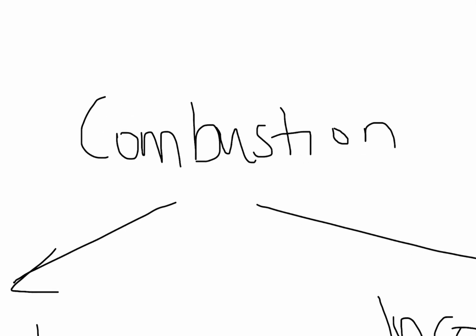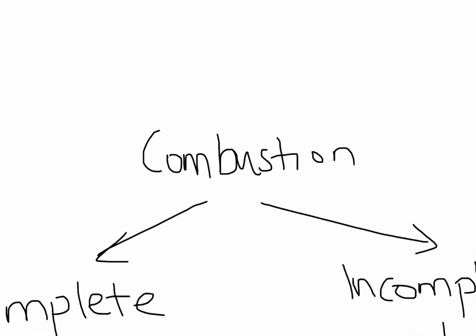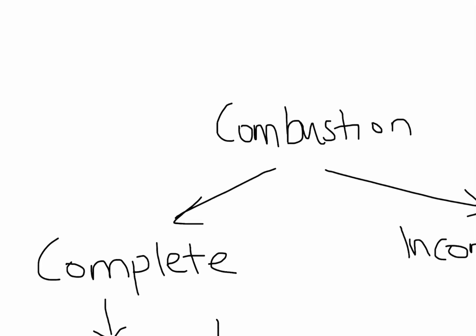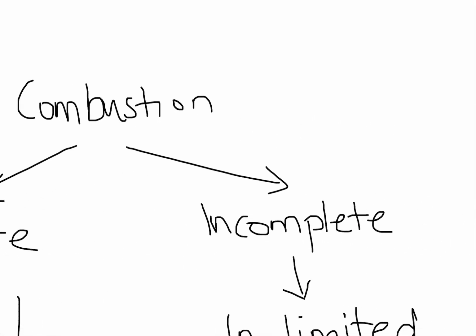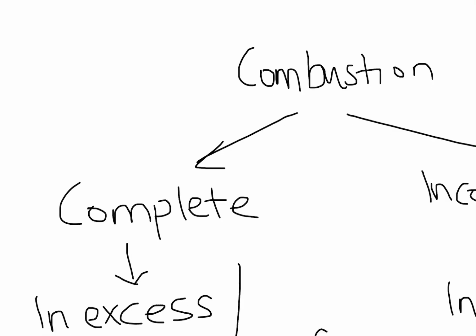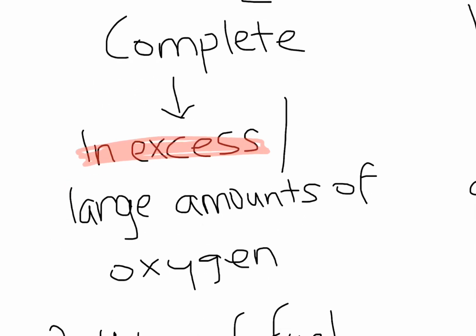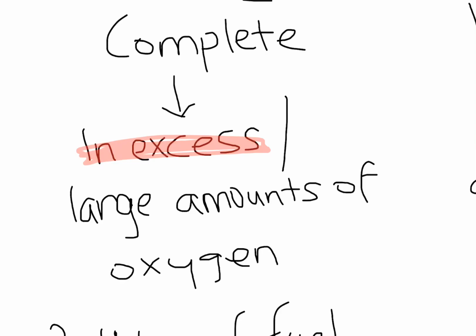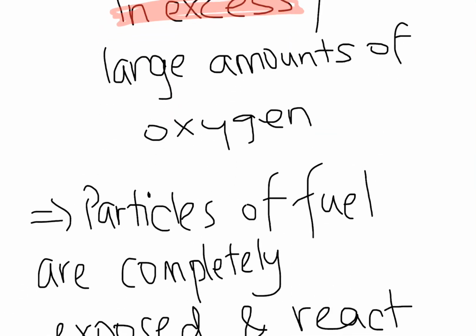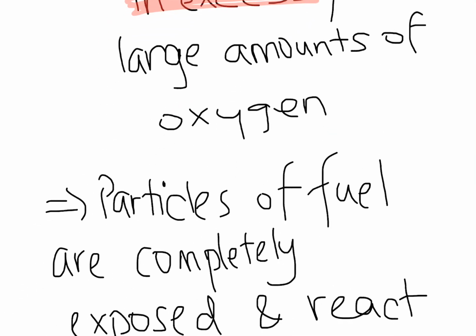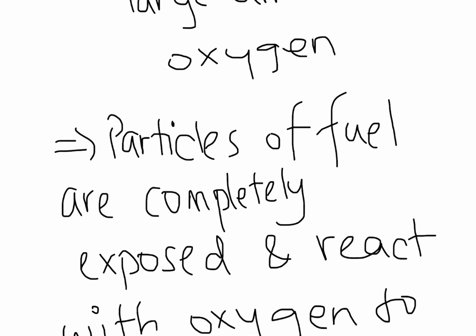So combustion can occur in two different forms. It could occur as complete combustion or as incomplete combustion. Now, complete combustion occurs when there is excess or large amounts of oxygen. So there is an excess or very large amount of oxygen present, which means that all the particles of the fuels are in complete exposure to the oxygen.